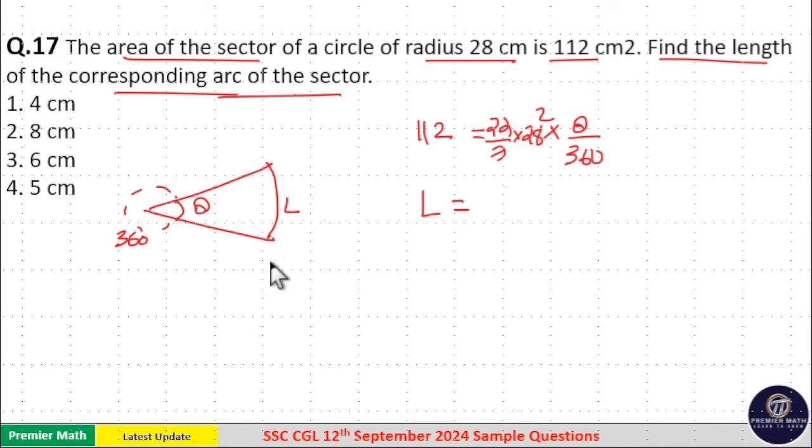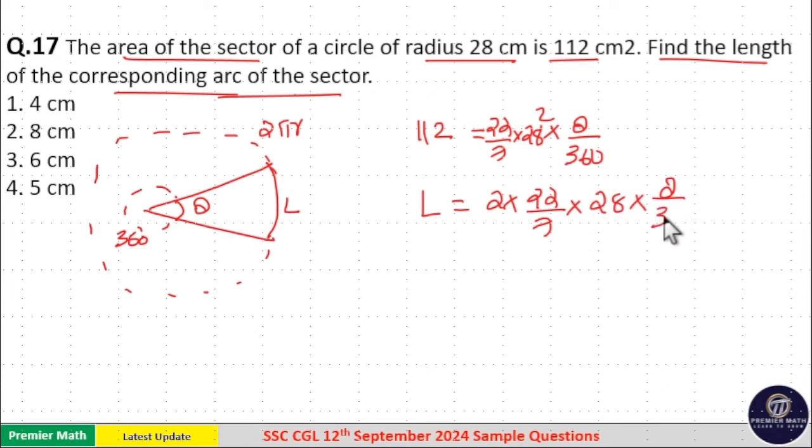Now arc length L is equal to a fraction of the circumference of the circle. The total circumference of the circle is equal to 2 pi r, and this arc length is equal to a fraction of 2 pi r. That is, 2 into 22 by 7 into r, which is 28, into the fraction theta by 360. Now substitute the value of theta by 360 from this equation. That is, theta by 360 is equal to 7 into 112 divided by 22 into 28 square.